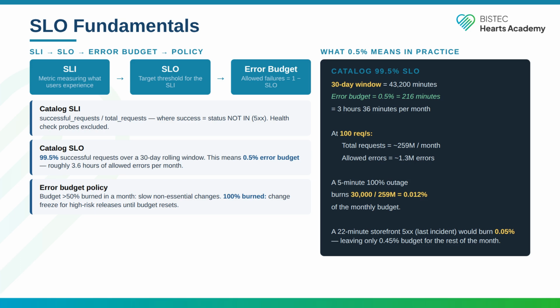When more than 50% of the monthly budget has burned, slow down non-essential changes. Prioritize stability over new features. When 100% of the budget is burned, freeze high-risk releases until the budget resets at the next window boundary. This is what makes SLOs organizationally useful. They create a shared, data-driven language between development and operations. The question is no longer, is the service reliable? It is, how much budget remains this month?